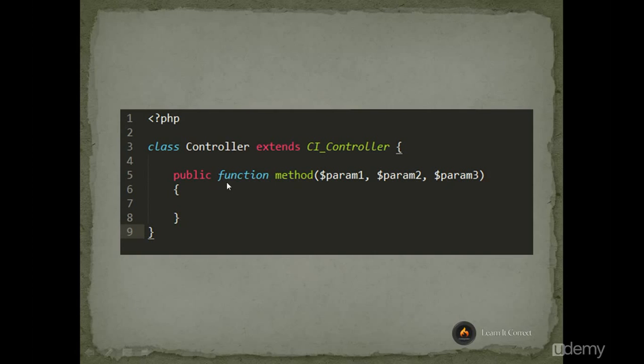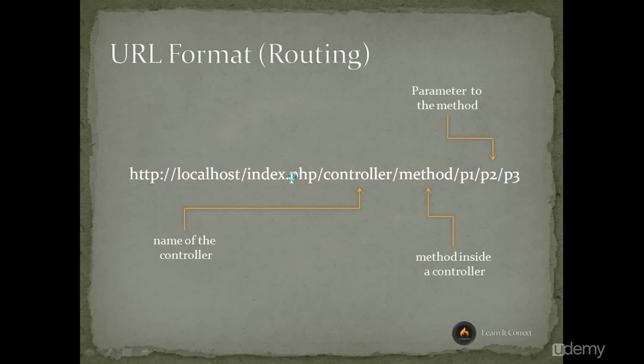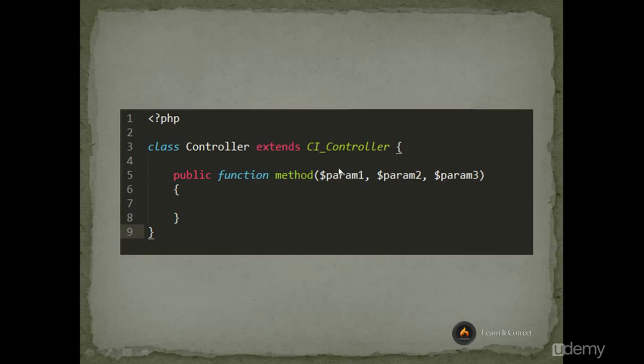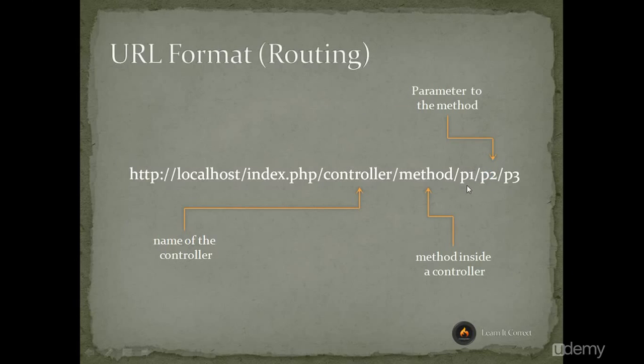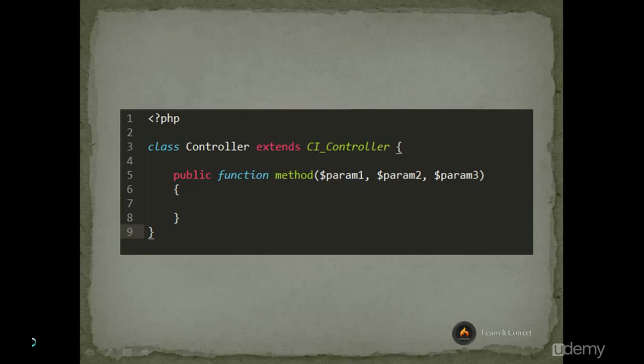And you have the function called method. Then these are the parameters, param1, param2, param3, and you can give values to param1, param2 and param3 by putting anything here. That's it, the routing works.